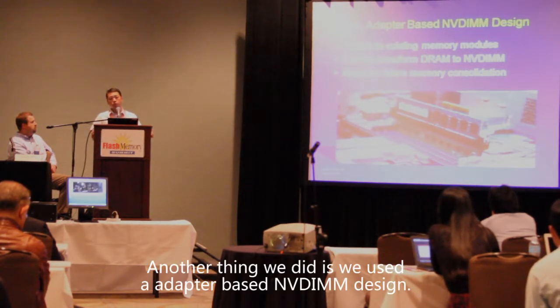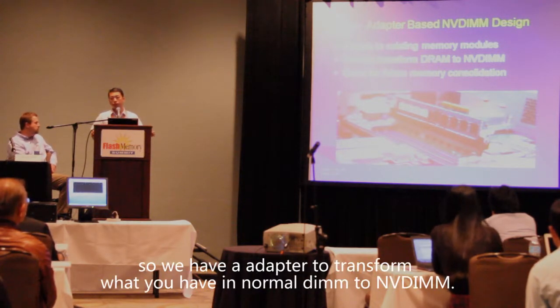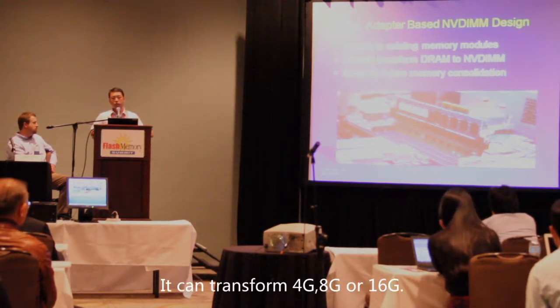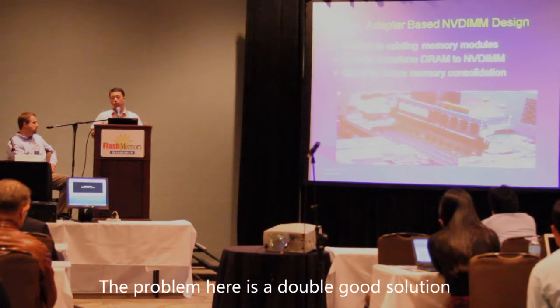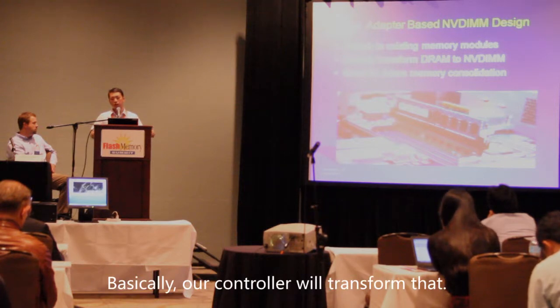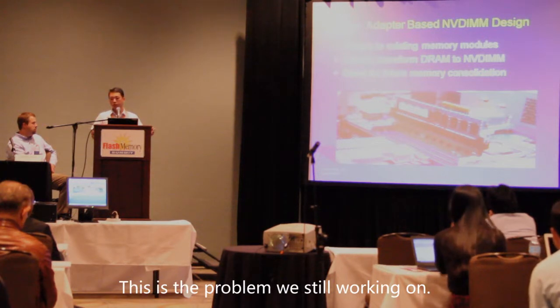The other thing we did is we used the adapter-based NVDIMM design. So we have an adapter which will transform what you have in a normal DIMM to an NVDIMM. It can transform 4G, 8G, or 16G. The problem here is this is a double-edged sword solution. The good thing is you have flexibility to transform 4G, 8G, or whatever you like. Basically, our controller will transform that. The bad thing is that going through the adapters, you have to lower your DRAM speed. So this is a double-edged sword. This is a problem we're still working on.